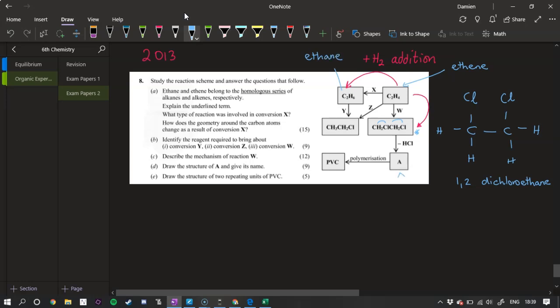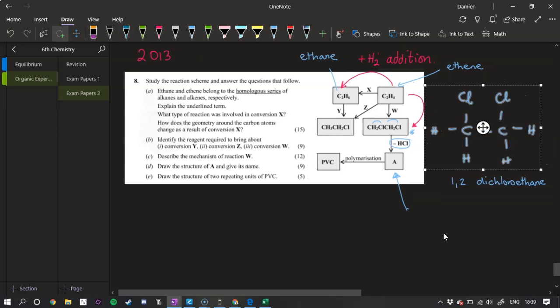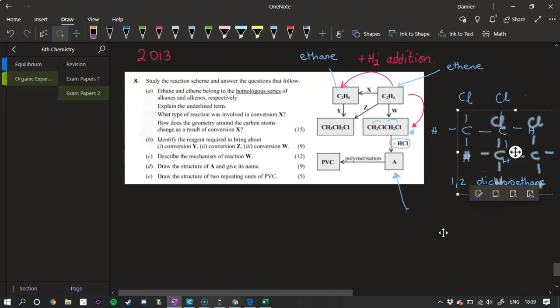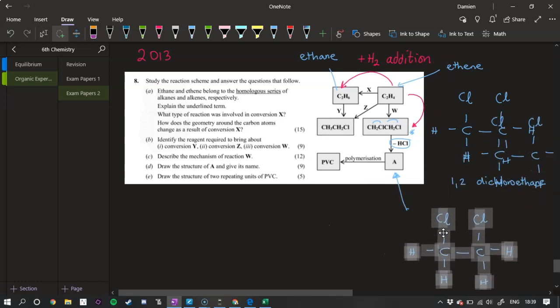Next we have down here, which is A. So A then is saying, well, what happens if you take away a HCl from this? Well, if you take away a HCl from this, you're left with 2 carbons, 3 hydrogens, and a chlorine. So if you knock a HCl off that other molecule, what I'll do is copy this molecule here and bring it down here.